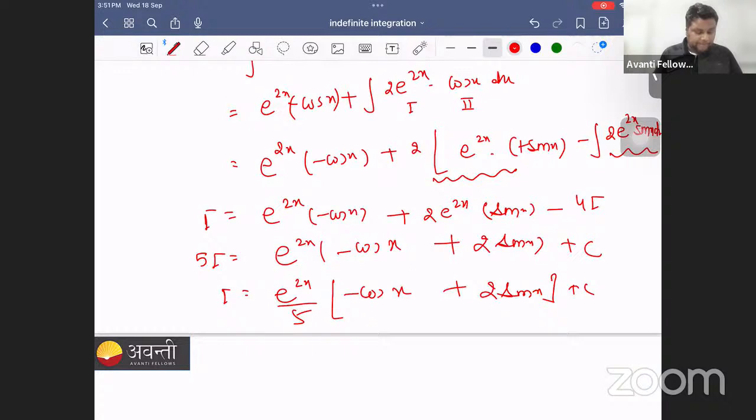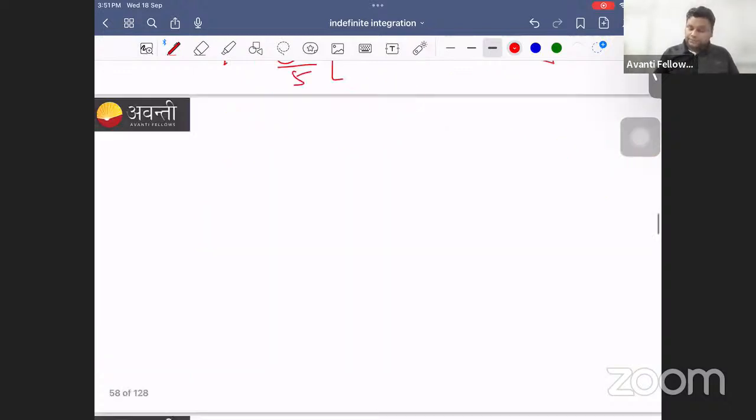Am I clear? Now, see a very important variety of question. In the numerator you are having 1 plus x square. In the denominator you are having 1 plus x to the power 4. You want to integrate it. Any idea? Anybody who would like to try it?